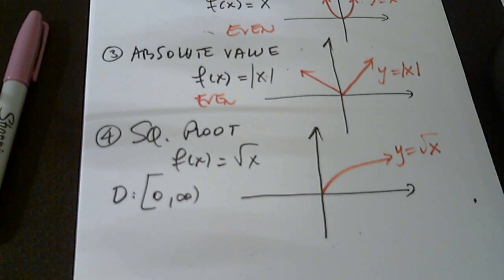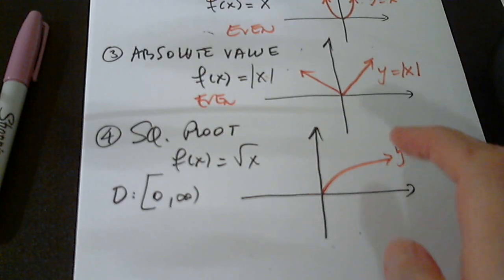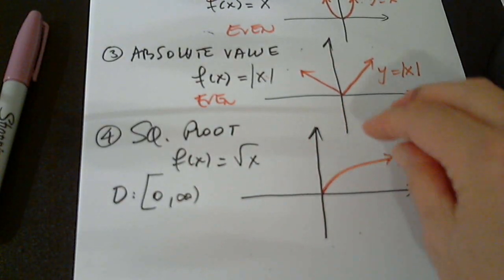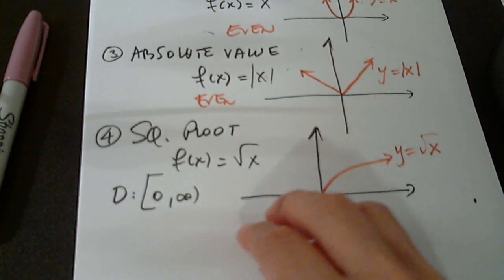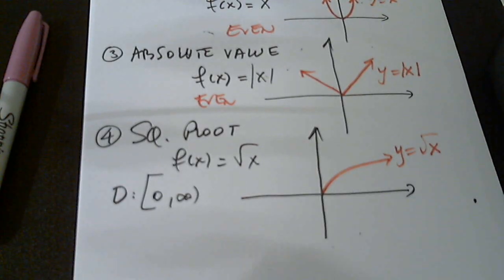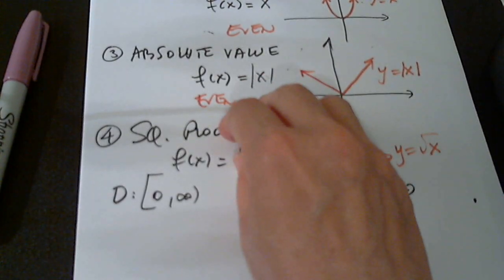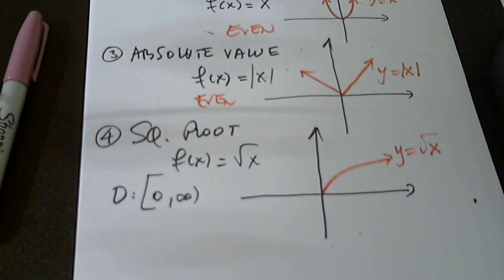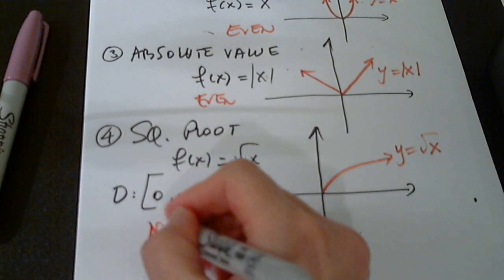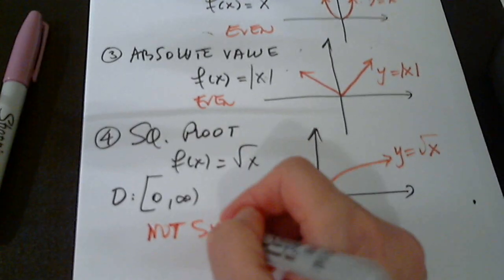So now, can anyone tell us if this function is odd, even, or none of the above? Odd. Odd has to have symmetry. Whatever is in the first quadrant has to be in the third, or whatever is in the second has to be in the fourth. None of the above. Neither. Exactly. Not symmetric.